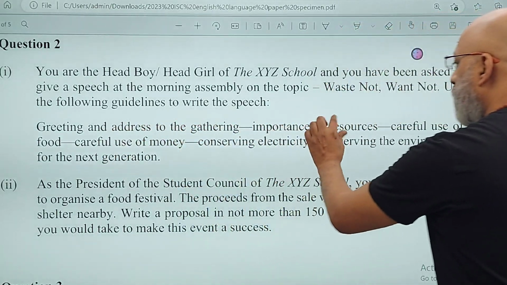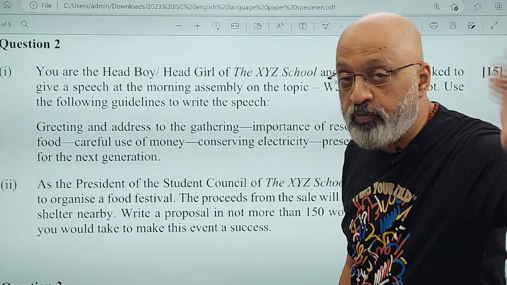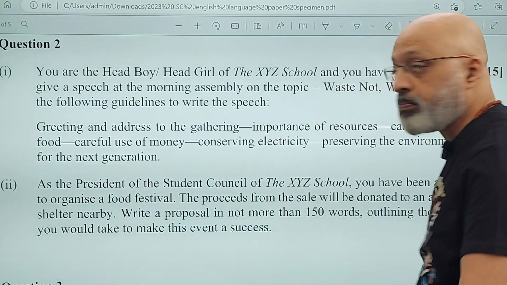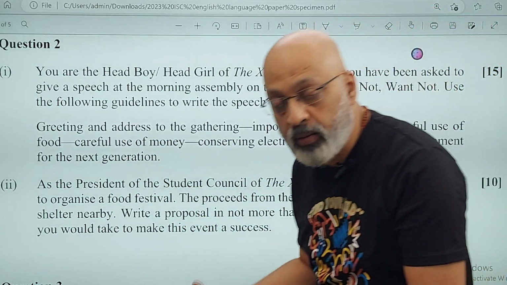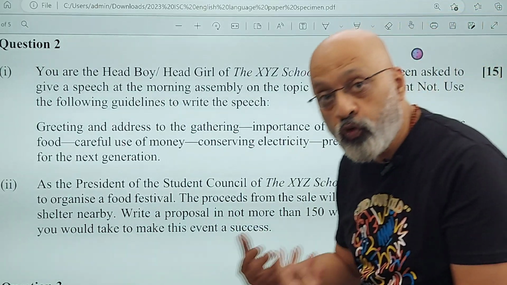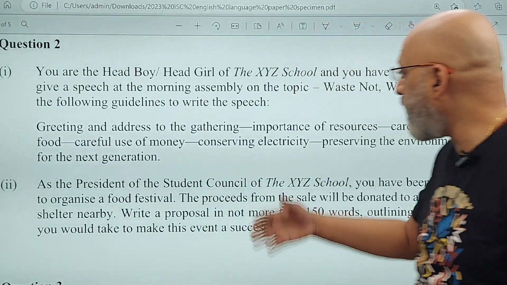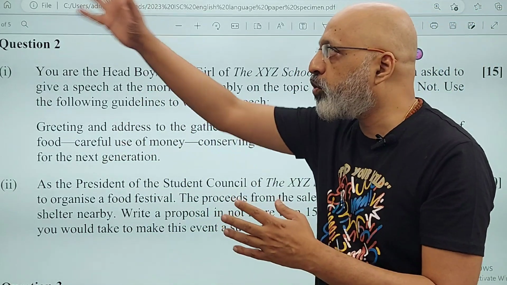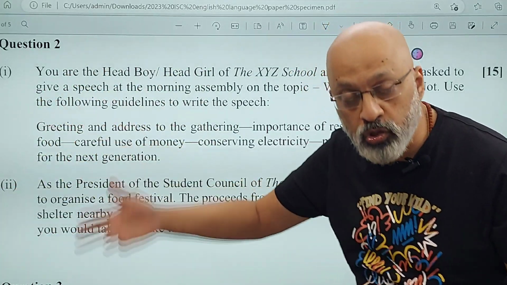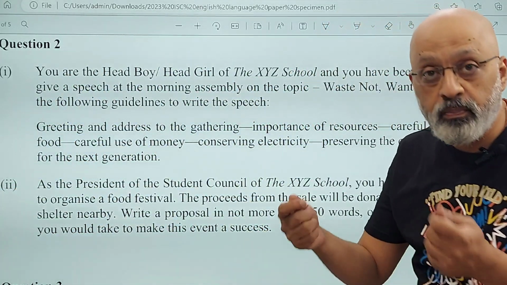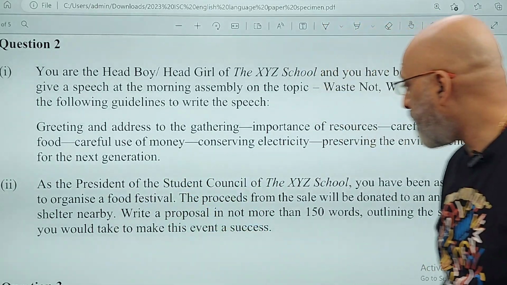So you will talk about, you know, the importance of resources, that you should not be wasting a lot of material, which you have learned in the waste management chapters in the past. You can use it there. Careful use of food, careful use of money, that you don't spend money carelessly. Don't waste food. If you have food which is left over, you give it to someone who is needy. Conserving electricity, you know, ensuring that you don't put all the lights on when you don't need them. If you are not in the room, you don't leave the AC on, you switch it off so that you conserve electricity, because electricity is something which all of us need. Otherwise, we will be having power cuts.